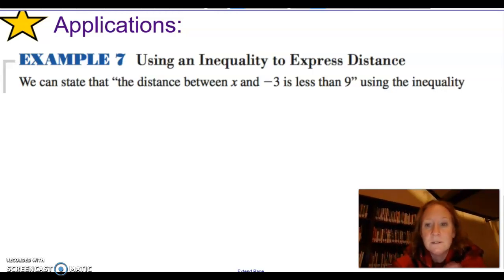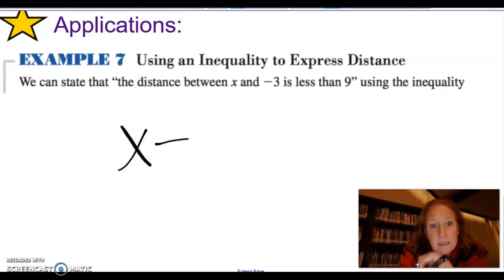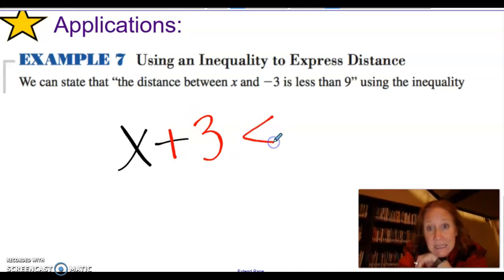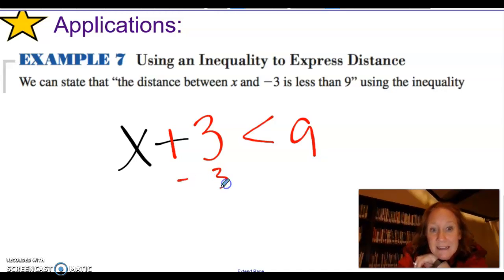All right, so new topic, using an inequality to express distance. Okay, the distance between x and negative 3. How do you find the distance between two things? Yeah, I'm going to go x minus, because you minus the number, negative 3, is less than 9. Got it. Which really means x is less than 1. x has to be less than 6.